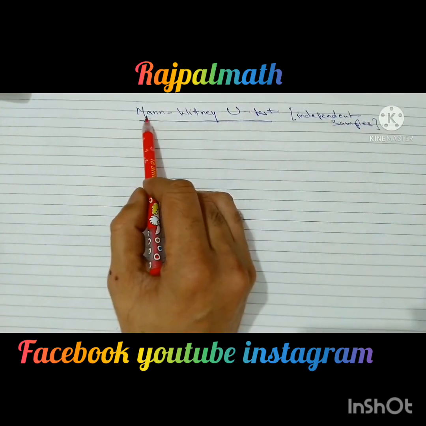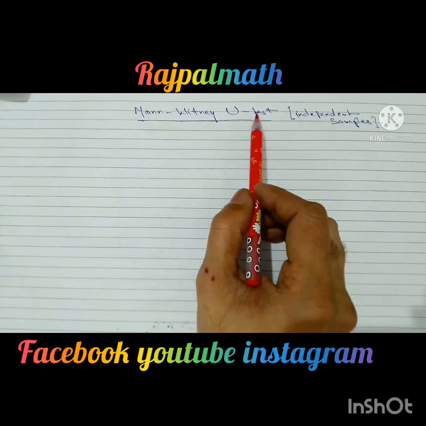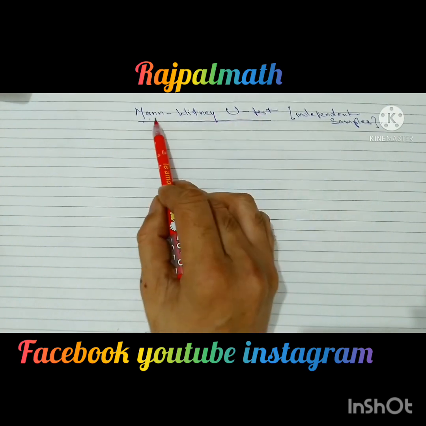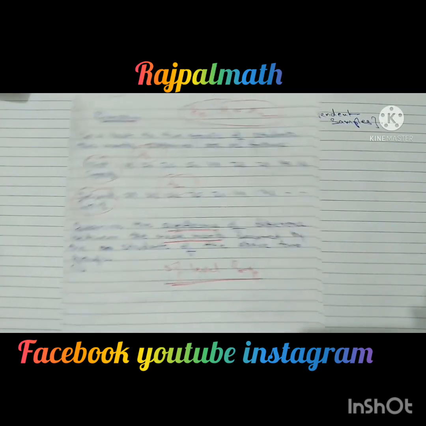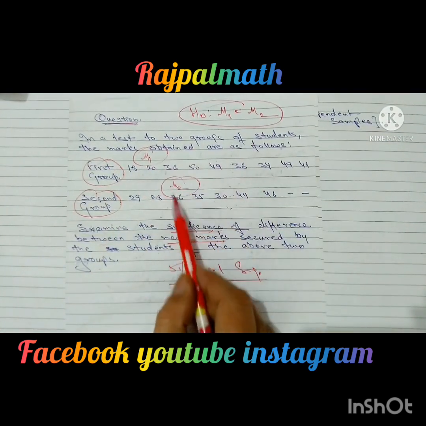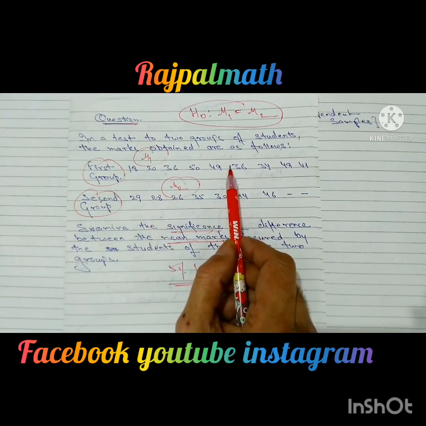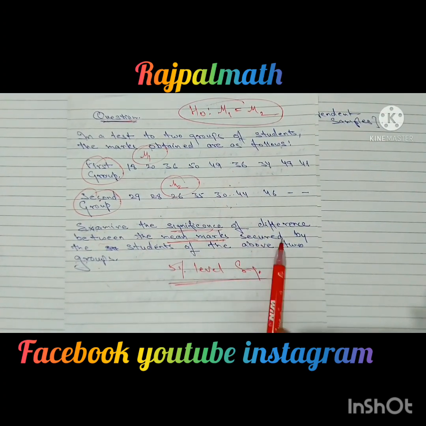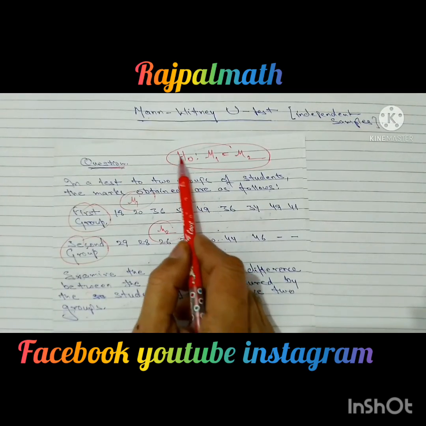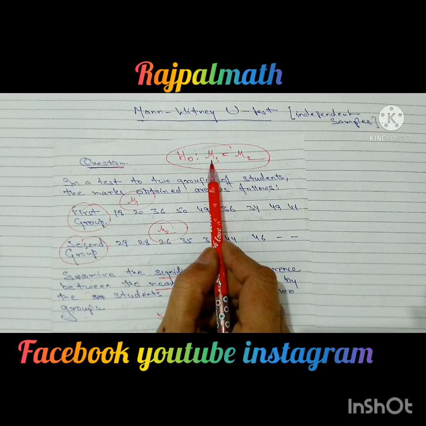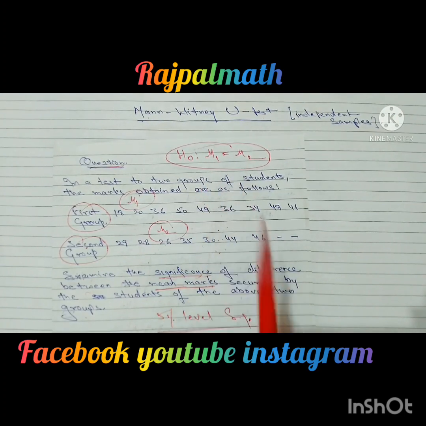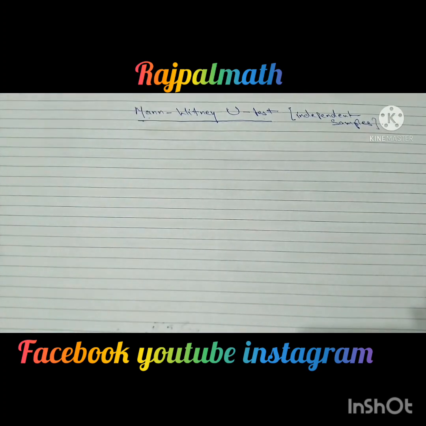Now in the second case, we will apply the Mann Whitney U test, which is the non-parametric test for the independent sample t-test. Our question is the same. Two groups are given, marks are given. Mu 1 is the mean of group 1, mu 2 is the mean of group 2. Examine the significant difference between the mean marks. Again, the null hypothesis is there is no significant difference between mean marks of group 1 and group 2.